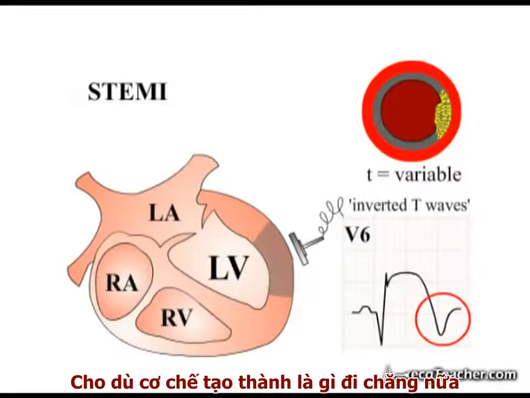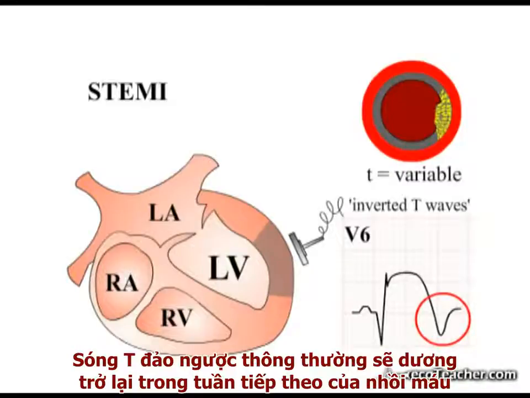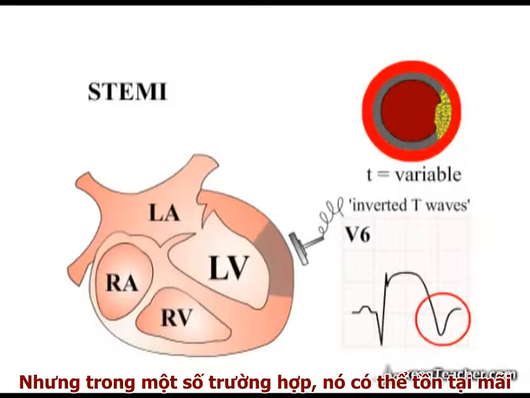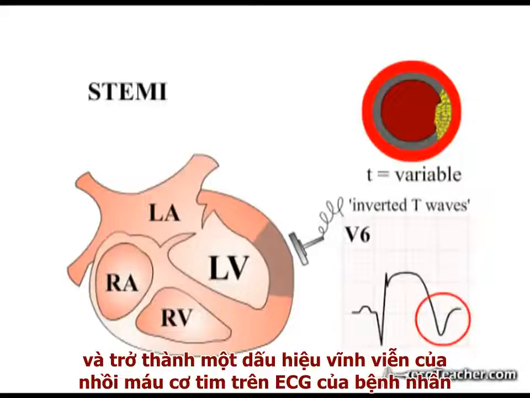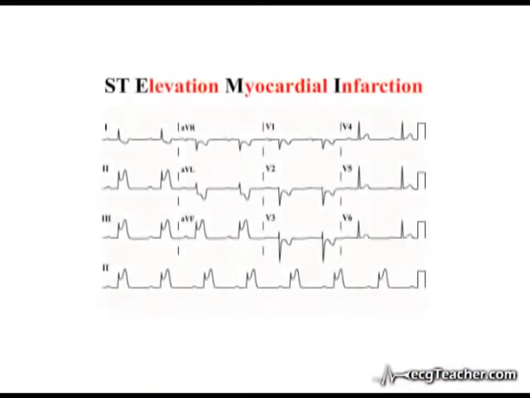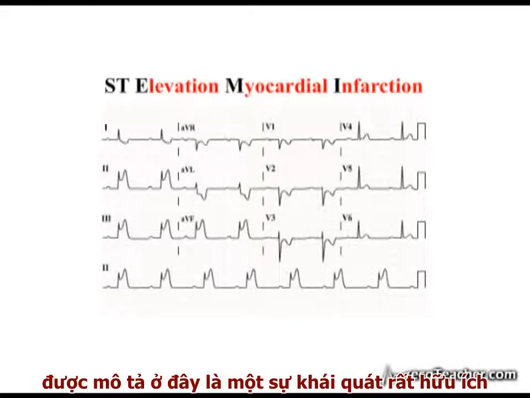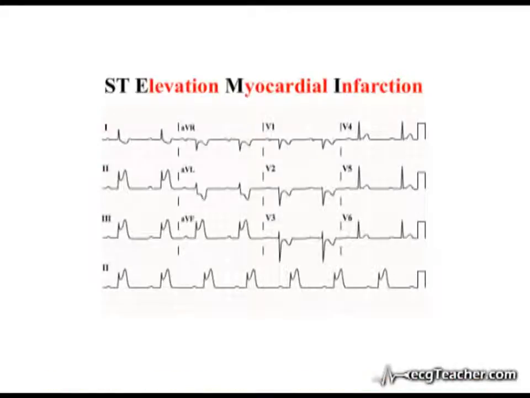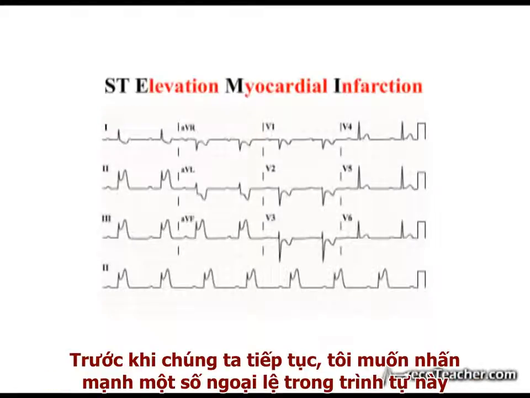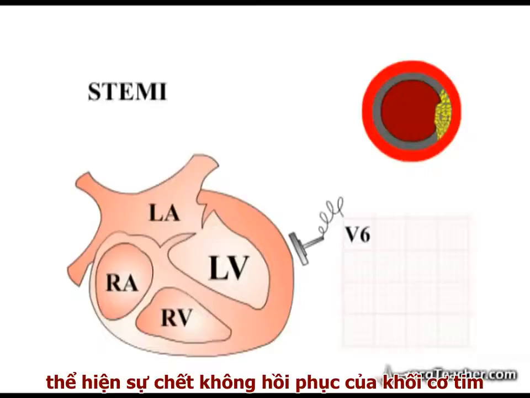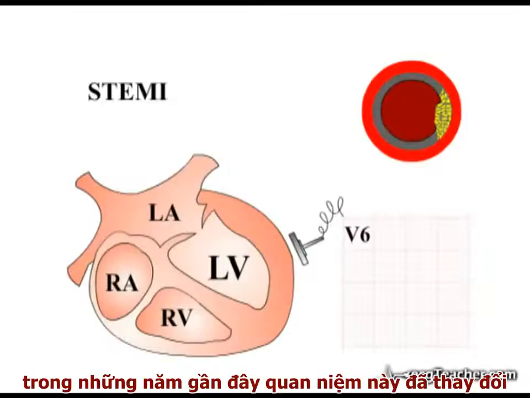Whatever the mechanism of their generation, flipped T-waves generally return to the upright configuration in the week following infarction, but occasionally can persist as a permanent marker of the infarct on the patient's ECG. The sequence of ECG changes associated with complete coronary arterial occlusion described here is a useful generalization. Before we move on, we want to emphasize one of many variants on this sequence. The traditional view of pathological Q waves as a late and permanent marker of irreversible myocardial death has been modified in recent years.